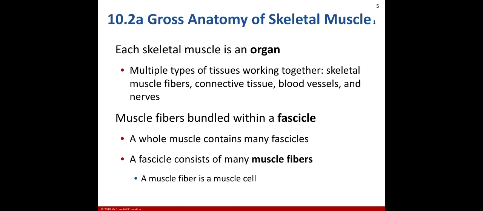Of course, each skeletal muscle is considered an organ, because it's multiple types of tissue working together. You've got skeletal muscle, connective tissue, blood vessels, and nerves all in our skeletal system. The muscle fibers are bunched or bundled together within a fascicle. A whole muscle has many fascicles, and each fascicle is going to consist of muscle fibers. A muscle fiber is a muscle cell. So they're sometimes used as interchangeable things. A muscle fiber is a muscle cell.